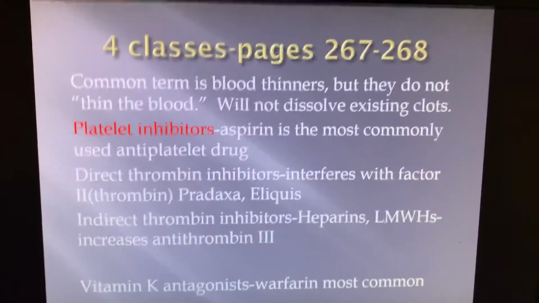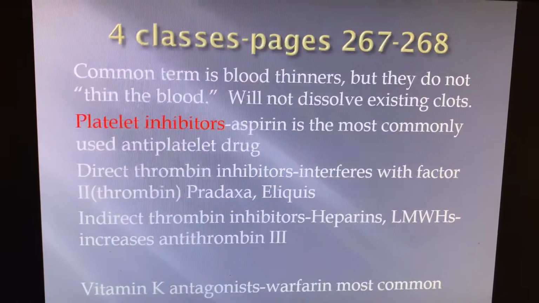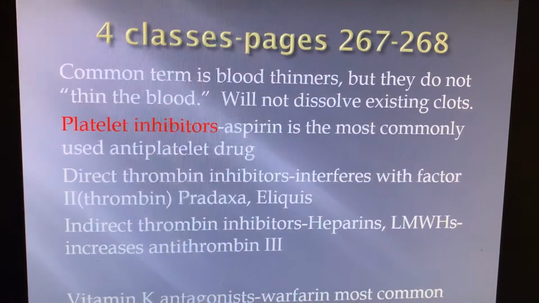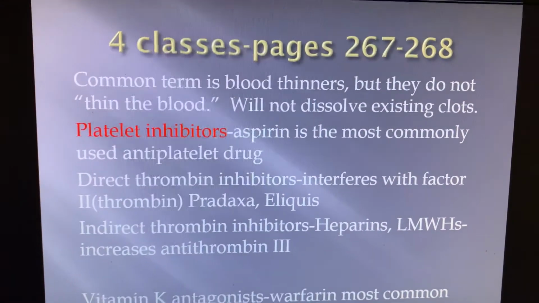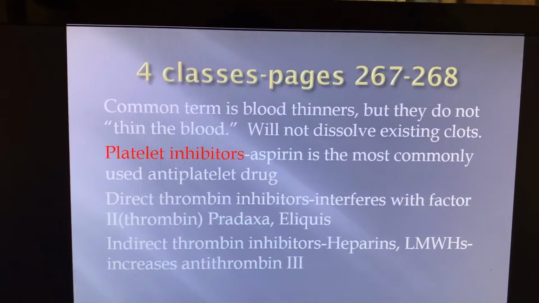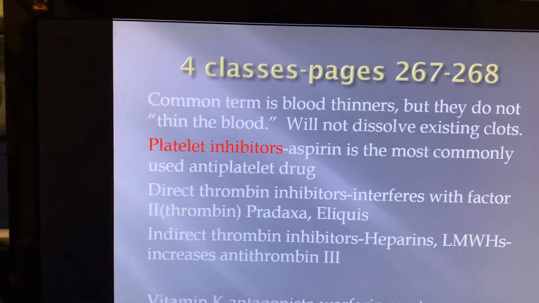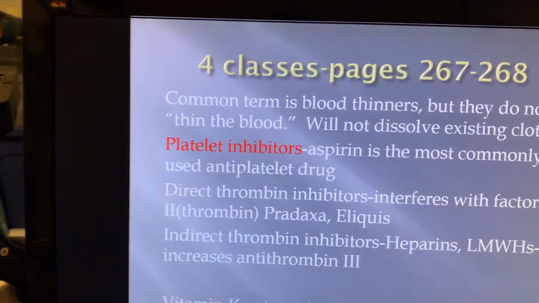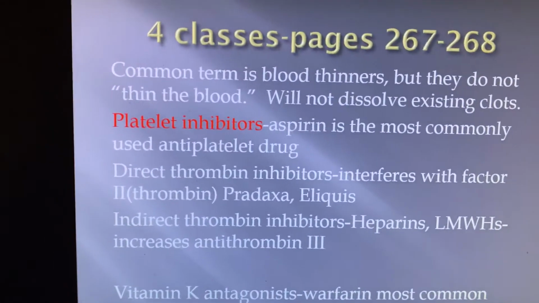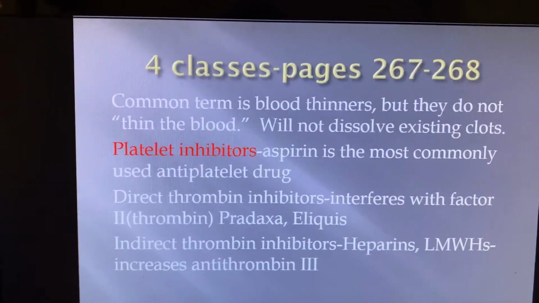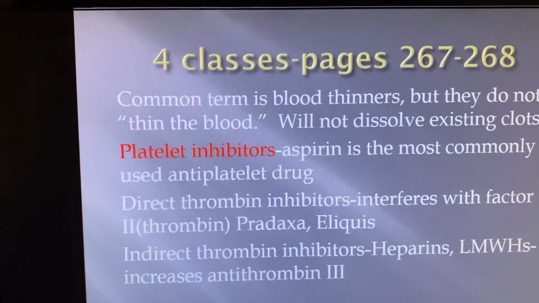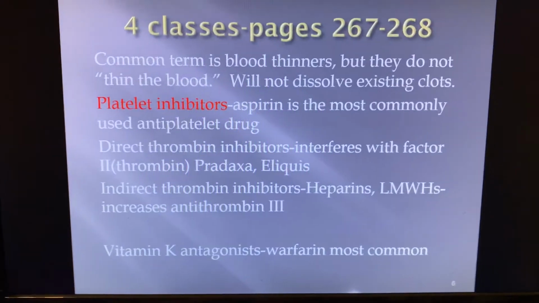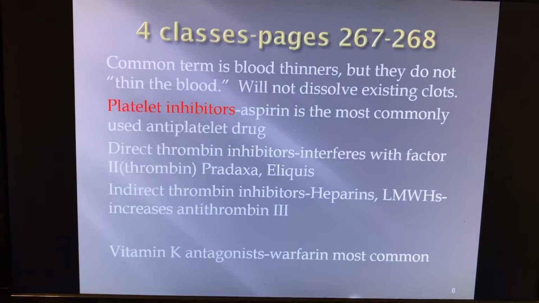But we're going to be talking about basically 4 classes of drugs. Now, the basis for these are discussed on pages 267 to 268. So make sure you read the introductory material and kind of look at the book's portrayal of the clotting cascade on page 266. Like I said, very complicated, and we're only going to talk about a few points.